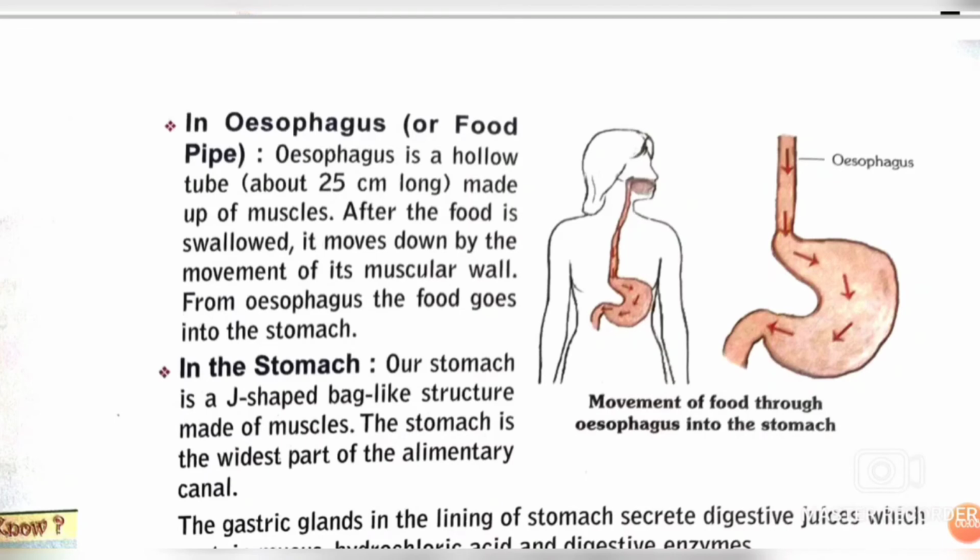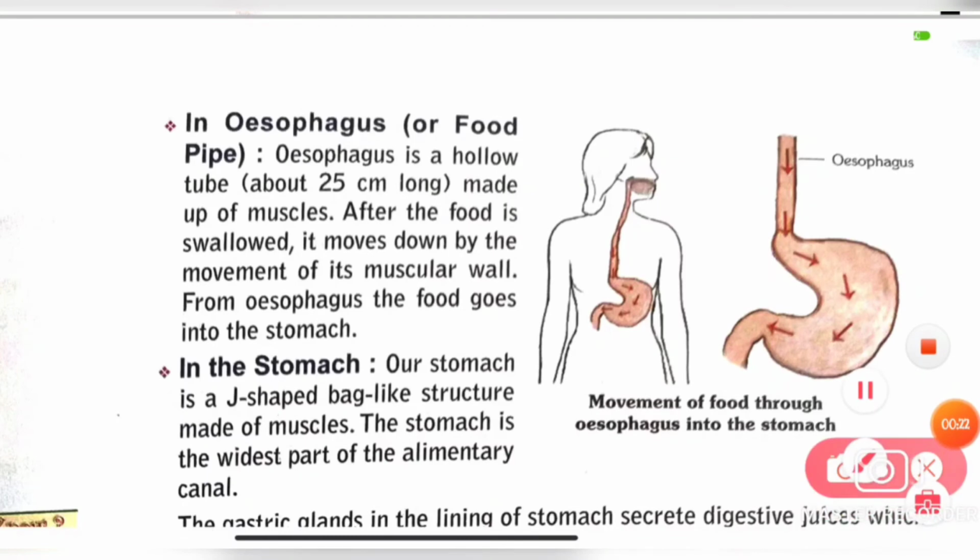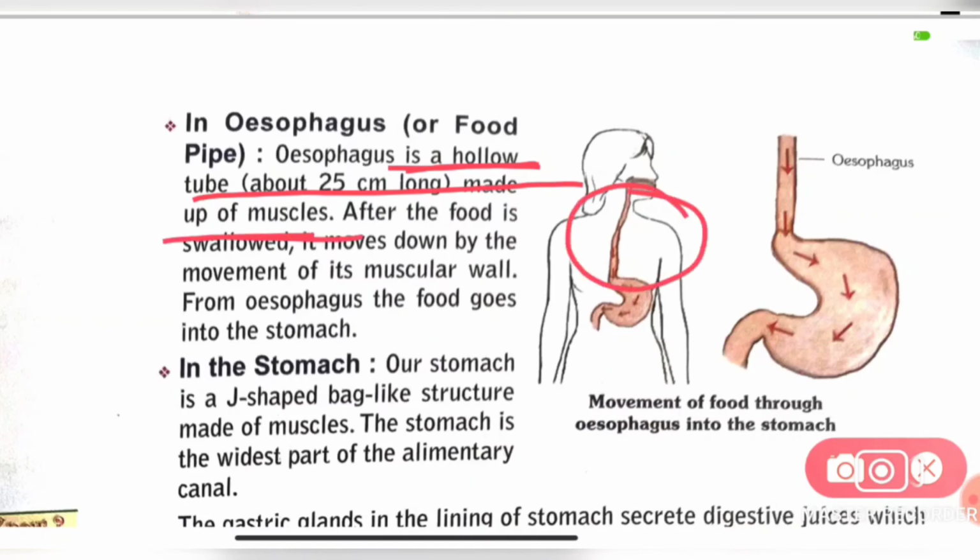Buccal cavity থেকে tongue lifts or shifts the food into the esophagus. মুখ থেকে খাবারটা কিন্তু টাং esophagus-এর দিকে ঠেলে দেয়. Now what is esophagus? Esophagus or food pipe is a hollow tube that is made up of muscles. You can see that this is an esophagus. এটাকে আমরা ফুড পাইপও বলে থাকি. এটা একটা লম্বা হলো একটা নলের মতন অংশ. It is about 25 centimeter long.